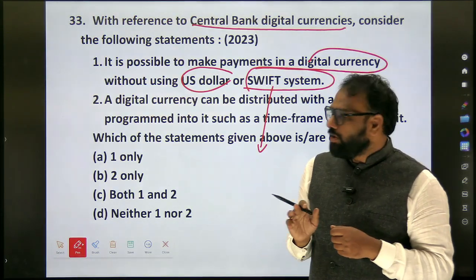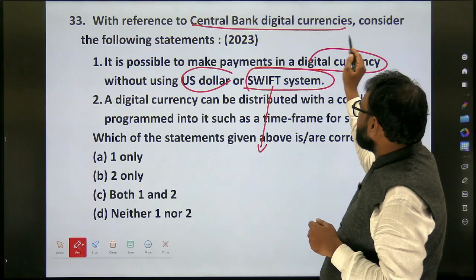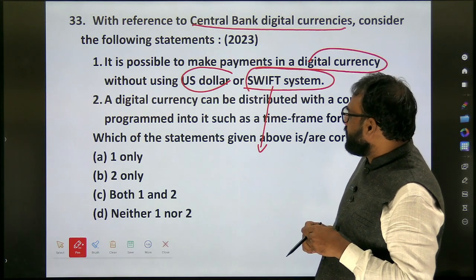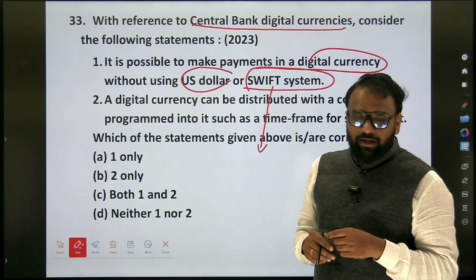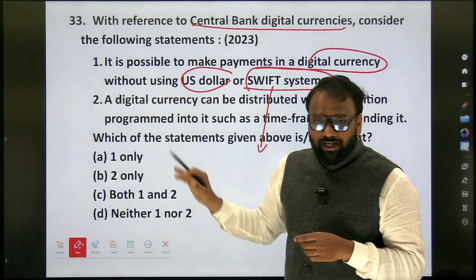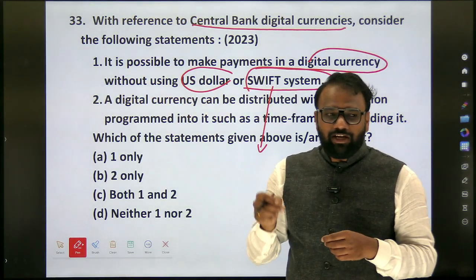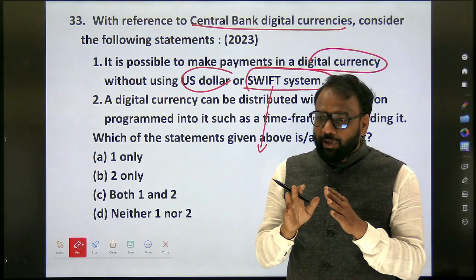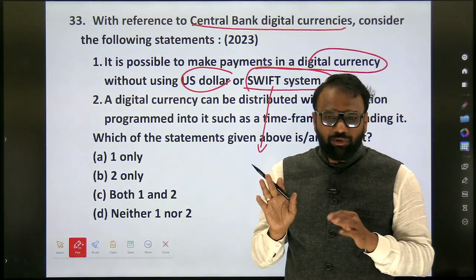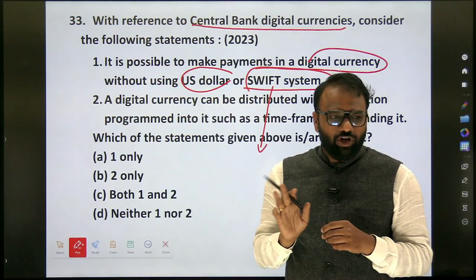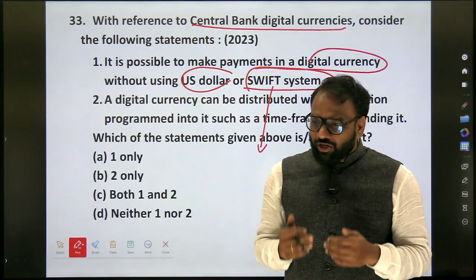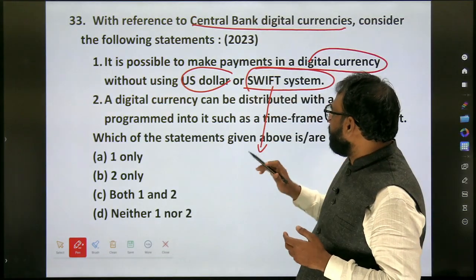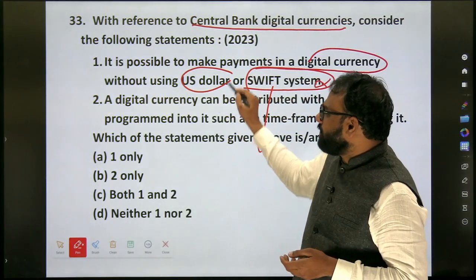So central bank digital currencies: it is possible to make payments in digital currency without using US dollar or SWIFT system. See here, in the option, if they had included international transactions, then it would have created confusion, but they have not mentioned international transactions. So within domestic transactions, if you are making any kind of transaction, we do not require the SWIFT system. We do not require dollar.